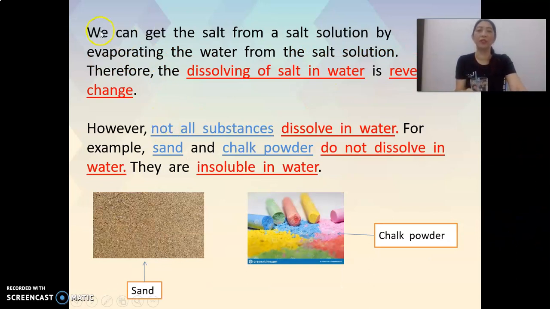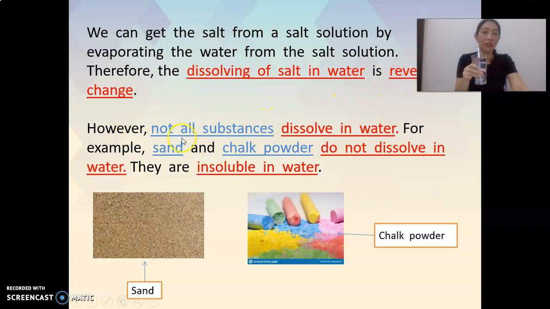Another example is we can get all the salt from a salt solution by evaporating the water from the salt solution. Therefore, the dissolving of salt in water is reversible change. So, this is reversible change.